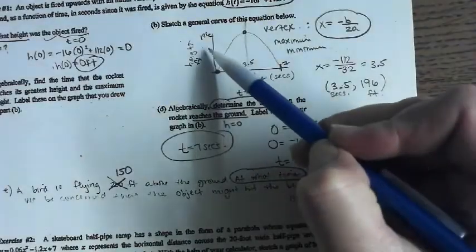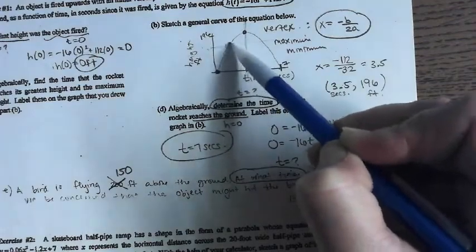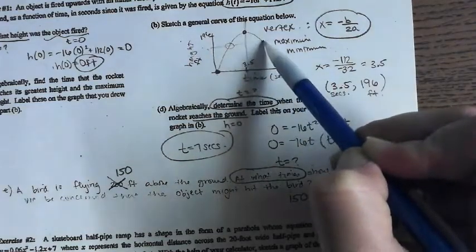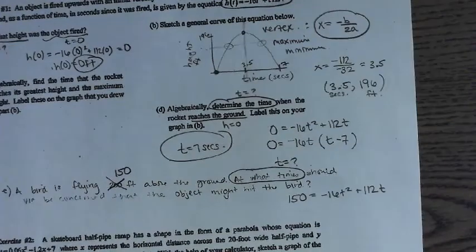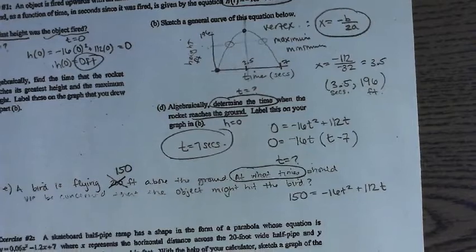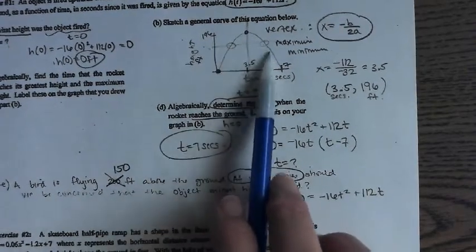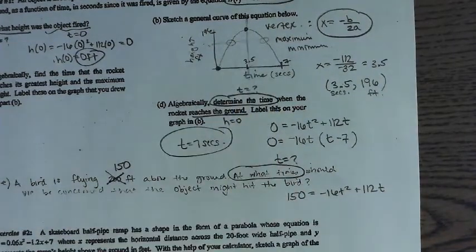One says it's going up, it's going to pass 150. If I'm guesstimating, it's right around there. It's going to pass it on the way up, somewhere between 0 and 3.5 seconds. And it's also going to pass it on the way down, somewhere between 3.5 and 7 seconds. So you should expect your answers to be one between 0 and 3.5 and the other one to be over here. And honestly, they're going to be symmetrical on either side of the 3.5. Good?